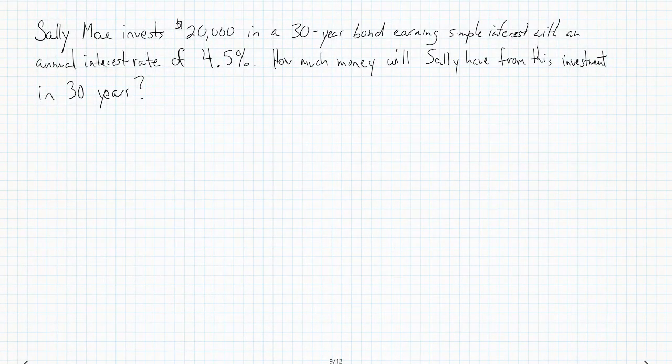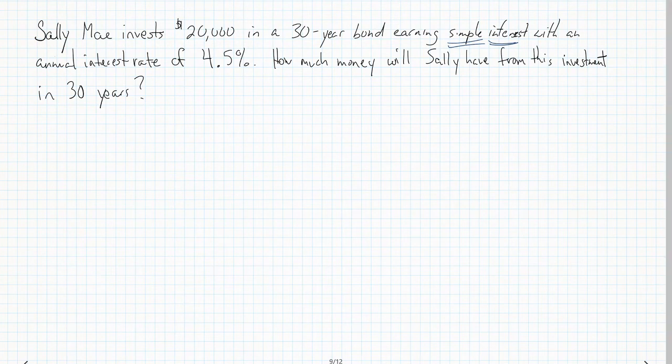So now we want to try and get into this difference between linear and exponential growth. You've actually seen it already, and I want to illustrate how you have seen that. So we have Sally Mae invest $20,000 in a 30-year bond earning simple interest, which you've seen before, with an annual interest rate of 4.5%. So how much money will Sally have from this investment in 30 years?